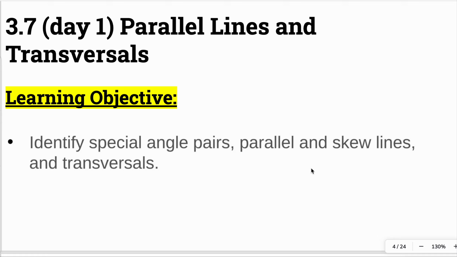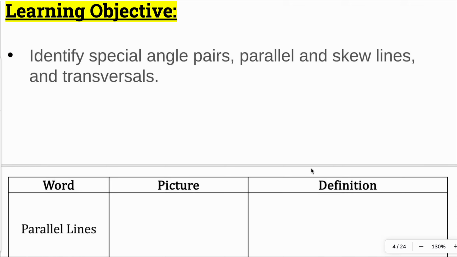Today we're going to be looking at our lesson 3.1, day 1. We're just going to focus on identifying special angle pairs, parallel and skew lines, and transversals. So let's go ahead and get started.